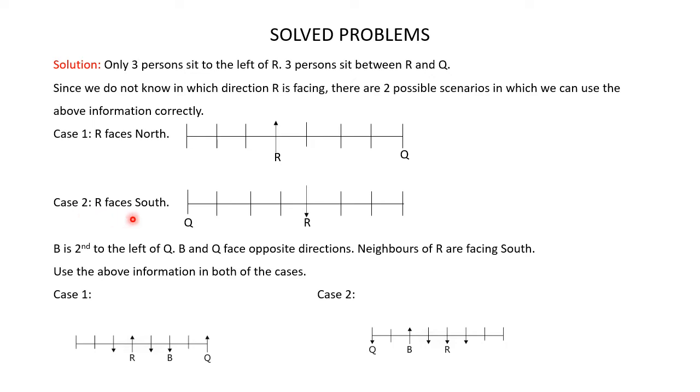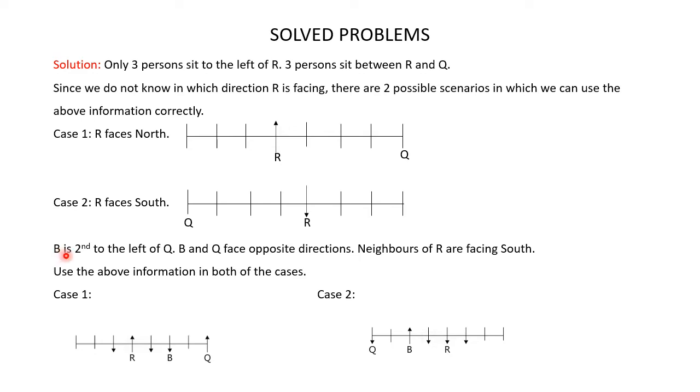Now in case 2 where R faces south, mark R here facing south. Now you can see there are 3 persons sitting to the left of R. Now it's given 3 persons sit between R and Q. So in the first case, mark Q here. Now you can see there are 3 persons sitting between R and Q. In case 2, mark Q here so that there are 3 persons sitting between R and Q.